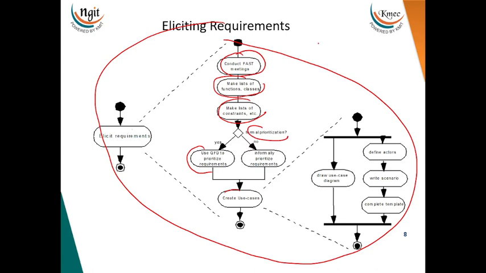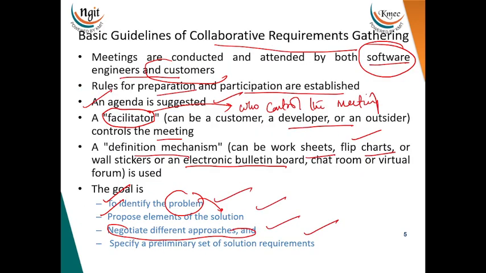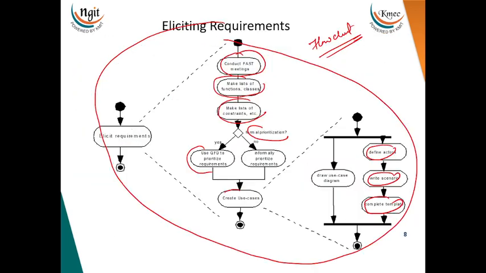Let's take an example. I just take it as a flow chart, okay, but this is not a flow chart. I repeat, this is not a flow chart, it's a UML diagram which we will be seeing later on. So once it is done, draw a use case, identify the actors, write scenarios, complete the templates. This is the part. So elicit requirements, conduct a meeting, make the functional classes, make the constraints. Just move on back. What is this one? Correct. Identify the problem, propose elements of the solution, negotiation, everything.